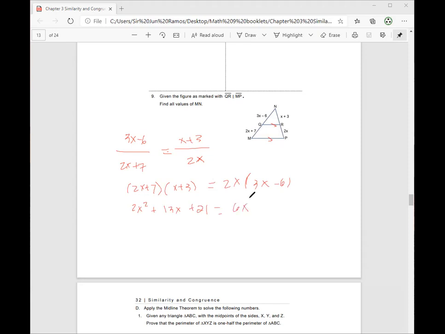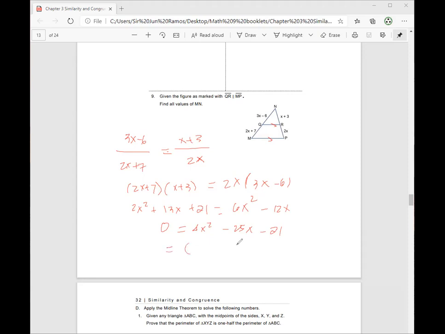This is 6x squared minus 12x. I can transfer everything to the right hand side, so this will become a positive coefficient. 6 minus 2 will give me 4x squared. The 13x goes here, it becomes negative 13, so I will get a negative 25x, and I have a negative 21. Okay? So, is this factorable? The middle term is negative 25.